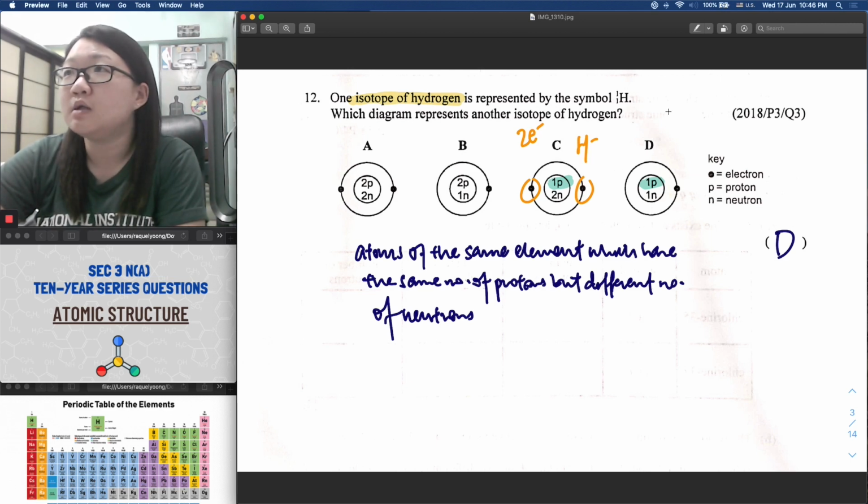Then that leaves you with option D. Because the isotope that's given to you doesn't have any neutron, so the neutron number is 0, but for D the neutron number is 1. So option D fits very nicely into the definition of what an isotope is. Same number of protons, which is 1, but different number of neutrons, because this isotope has 0 neutrons but D has 1 neutron. Answer is D.